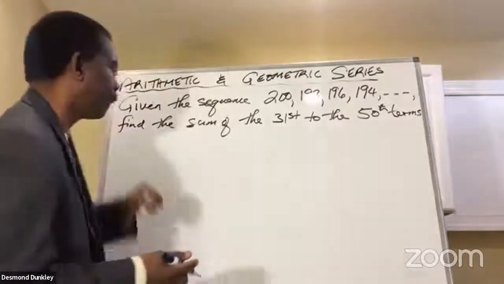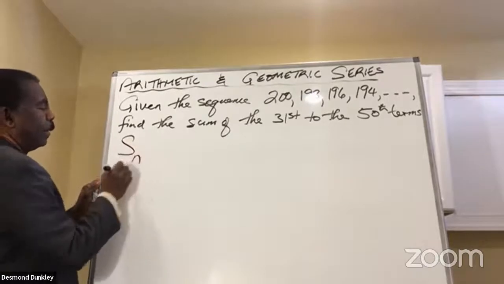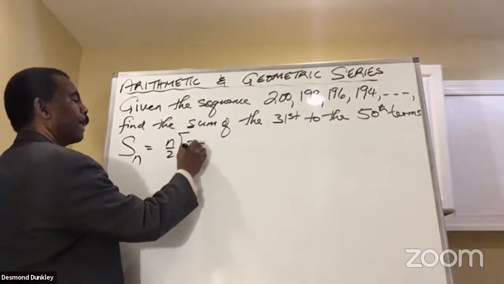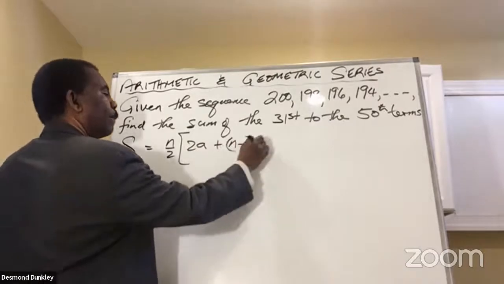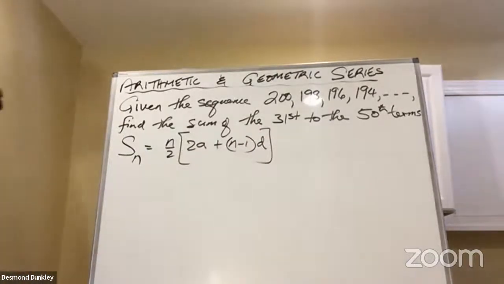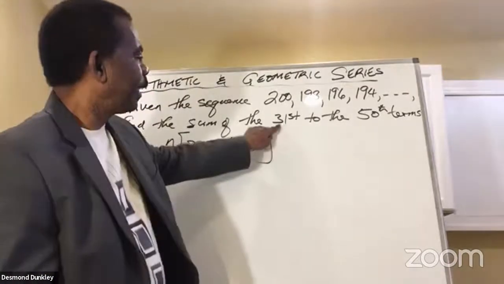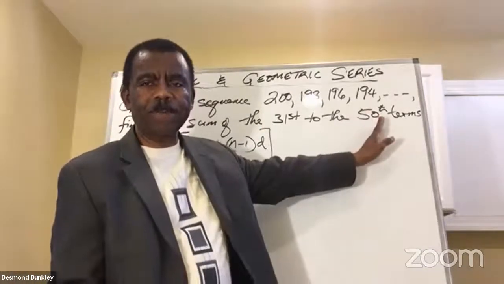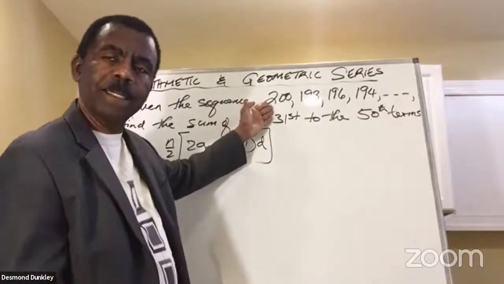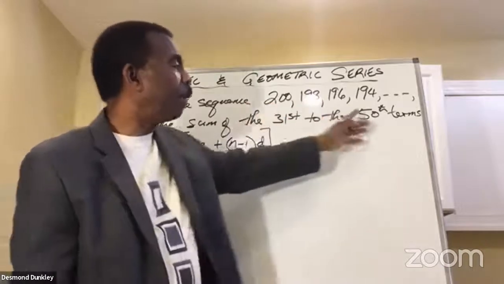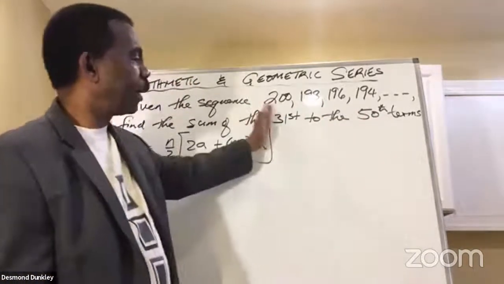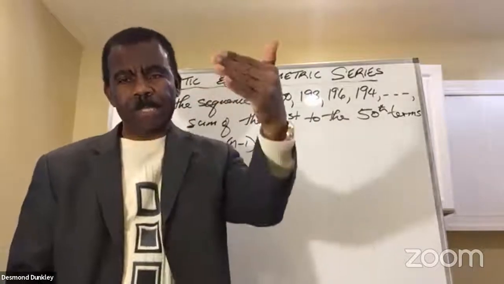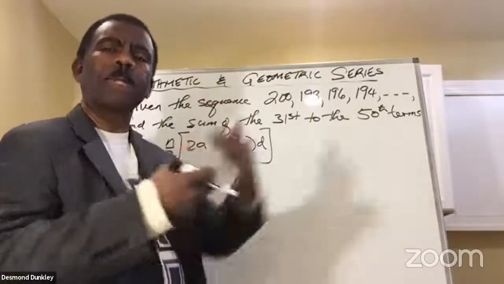Because the formula that we have is talking about finding the sum of the first n terms. We know that is equal to n over 2 times 2 times the first term plus n minus 1 times d. Suppose we found the sum of the first 30 terms, and then we found the sum of the first 50 terms. Do you realize that if we subtracted the sum of the first 30 from the sum of the first 50, it would get rid of the first 30 and just leave you with the 31st to the 50th? So that's how you do it. You find two sums and subtract the first few terms from the last terms.